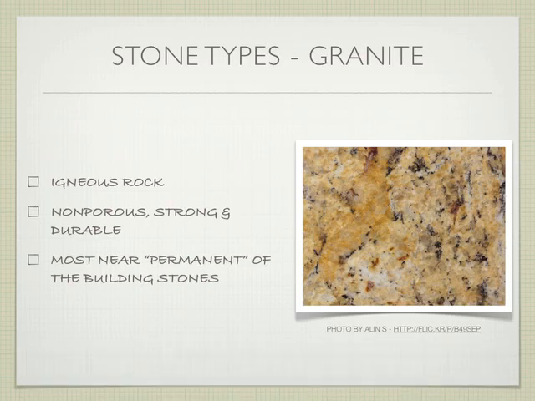So the first type is igneous rock. It's granite. It's non-porous. It's very, very strong. It's very durable, and it's the most permanent of the building stones that we might use. How many people have come in contact with granite before? I would say maybe 10 years ago it started to become really in vogue to have granite kitchen counters, and so that's probably where you came in contact with it. I have a bunch of samples that I will pass around. Chances are you've probably seen most of these already, but you can certainly still look at them now.